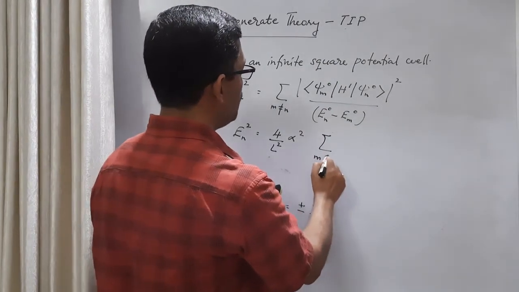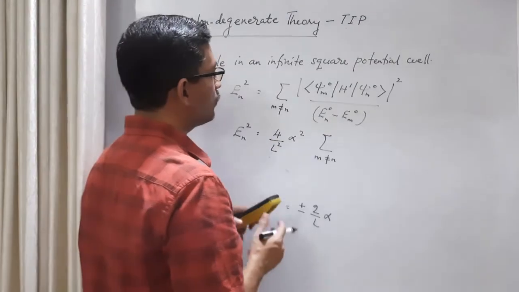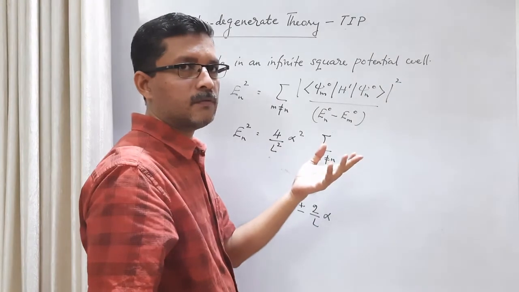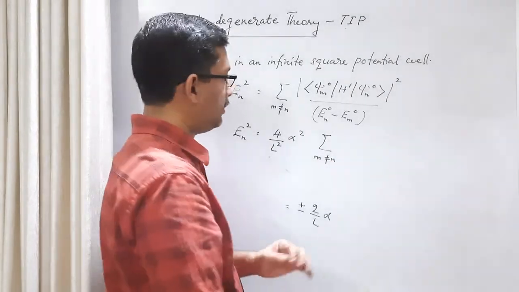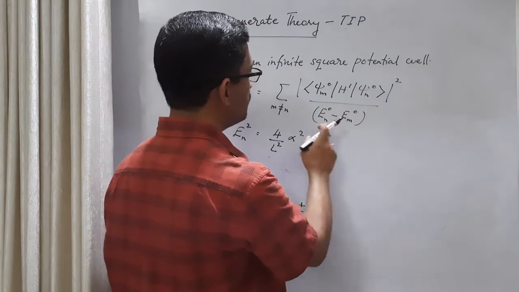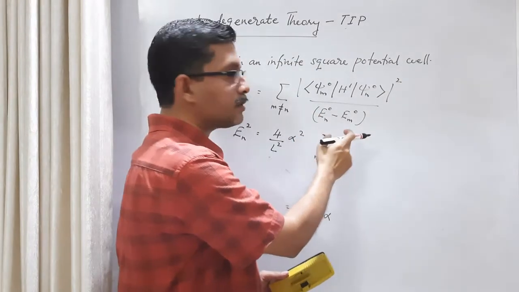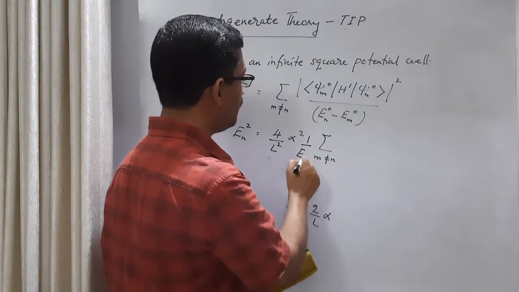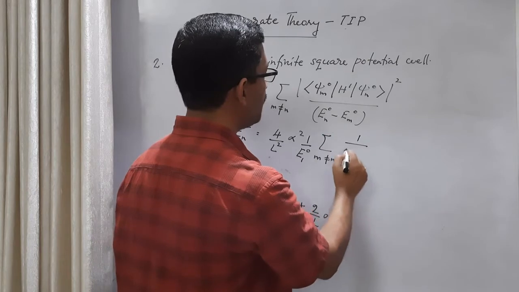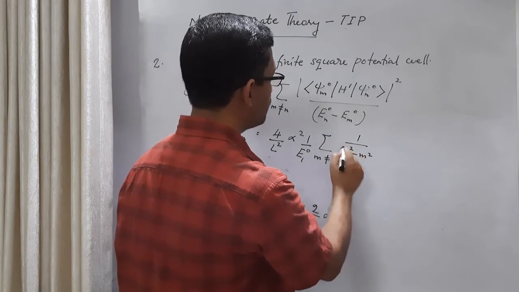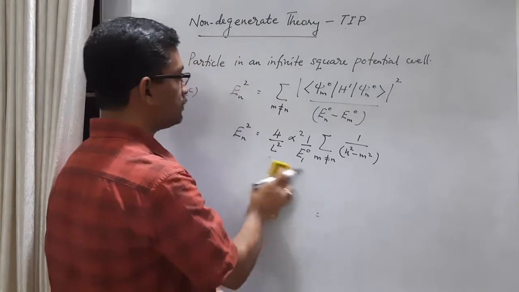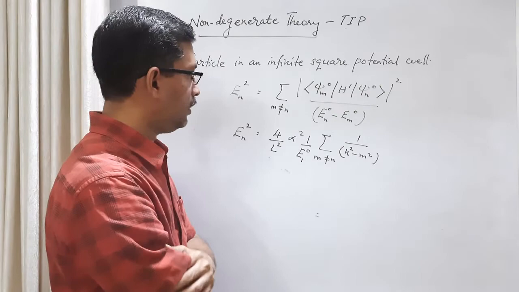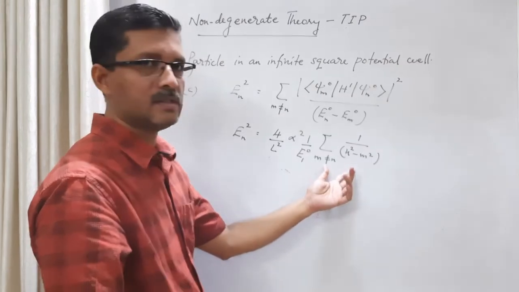Summation over m not equal to n. Both En0 and Em0 I can express in terms of E10. Okay, so this En0 will be n square times E10, Em0 will be m square times E10. So I can take this 1 by E10 outside. So essentially we have n square minus m square. Okay, this is what we will get. M is not equal to n. Okay, so now we want to evaluate this sum.